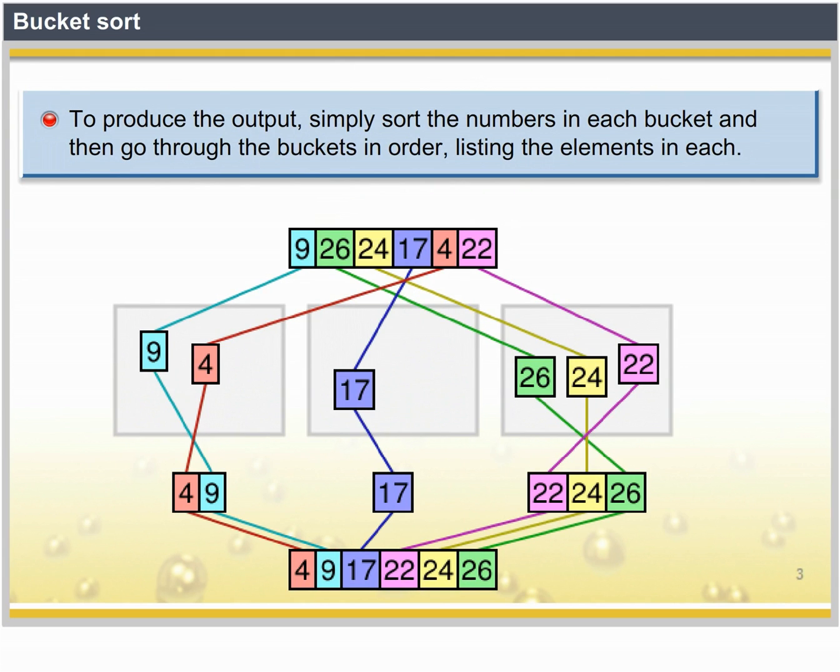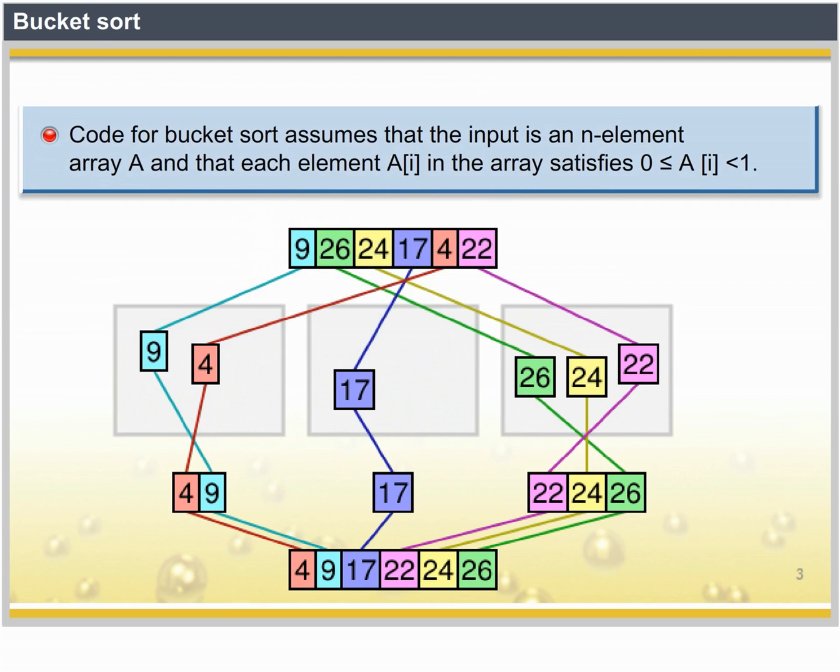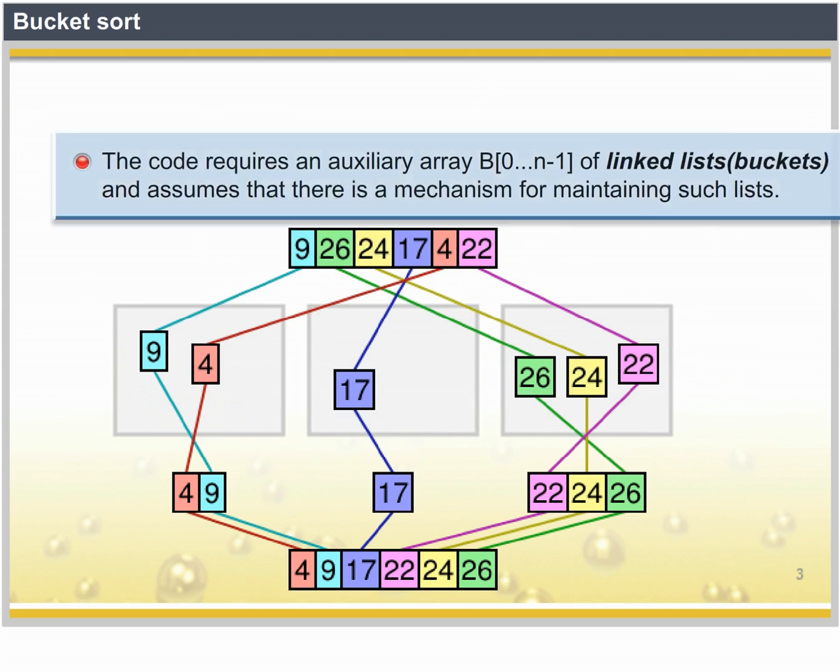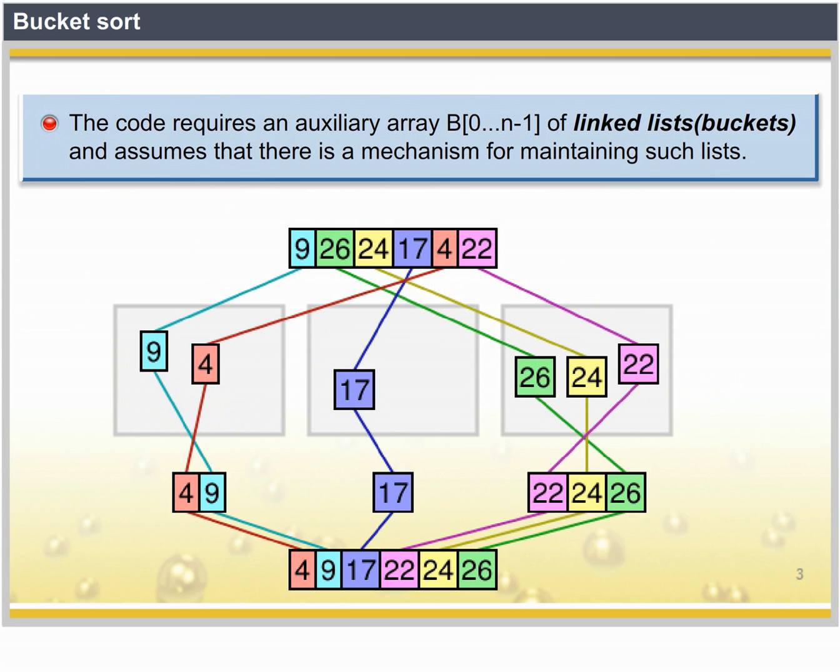Code for bucket sort assumes that the input is an n-element array A and that each element A[i] in the array satisfies 0 ≤ A[i] < 1. The code requires an auxiliary array B[0..n-1] of linked lists, or buckets, and assumes that there is a mechanism for maintaining such lists.